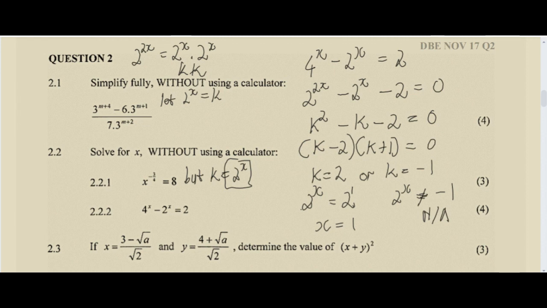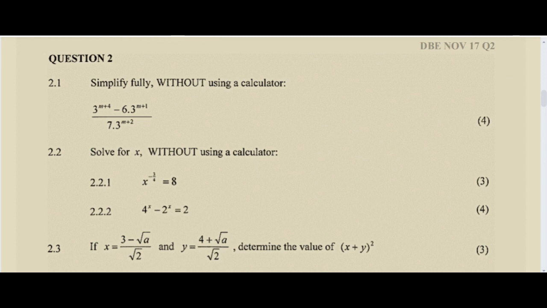Then let's look at 2.3. It says if x is equals to 3 minus root a over root 2 and y is equals to 4 plus root a over root 2, determine the value of x plus y squared. Right, so how are we going to approach this one? We are told that x is equal to this whole expression and y is equal to that whole expression. We must determine the value of x plus y squared.